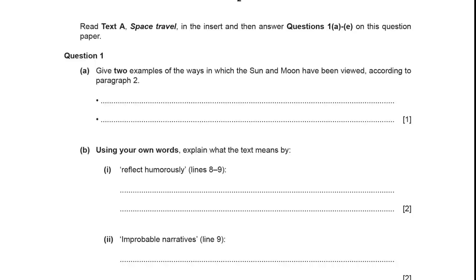Of course, questions 1A to E are some of the newer questions from the paper, and they require you to read the first text, text A. I think the most important thing to note with all of these newer questions, well, there's a few things actually. First of all, you need to take note of the command verb used at the start of each question. So is the question asking you to give information, identify information, explain, etc.?